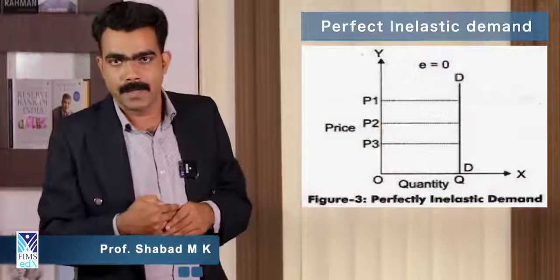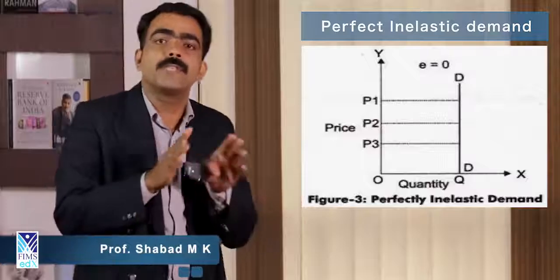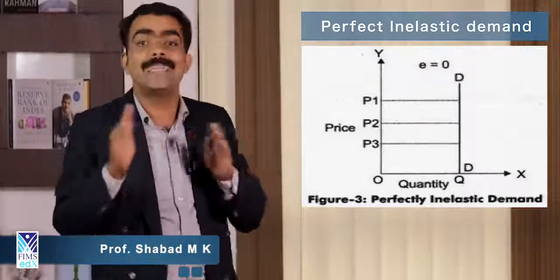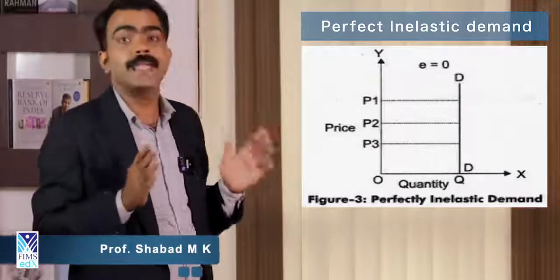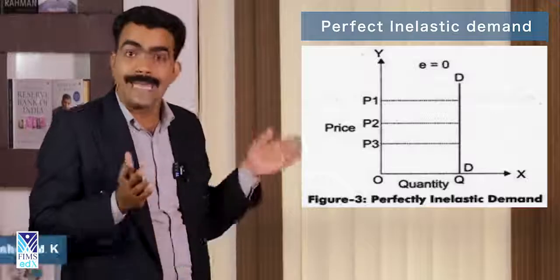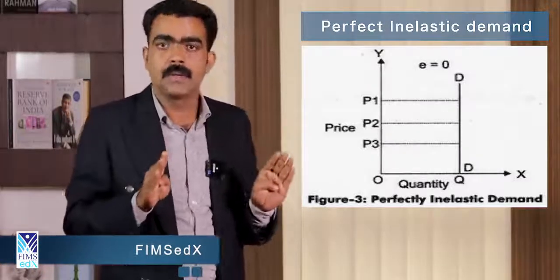The second category is perfect inelastic demand. Whatever change happens in the price level of the market, there is no change in your demand level. That is just the opposite of the first one. Perfect inelastic demand. Here the elasticity of price is equal to 0, indicating that price has no capacity for influencing your demand side.